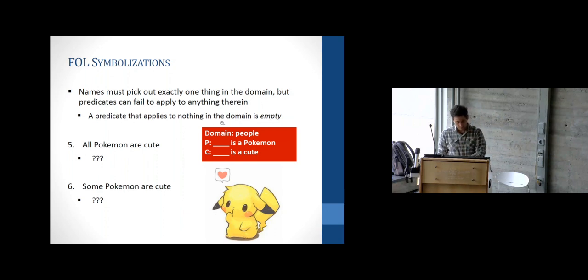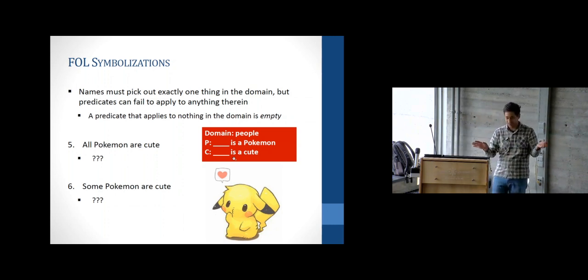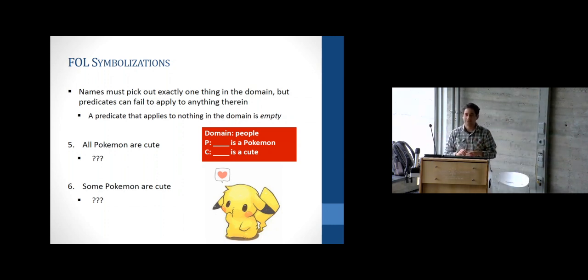It's called an empty predicate. Okay, so there are no Pokemons in real life. So "is a Pokemon" is an empty predicate. It doesn't apply to anything in the real world.